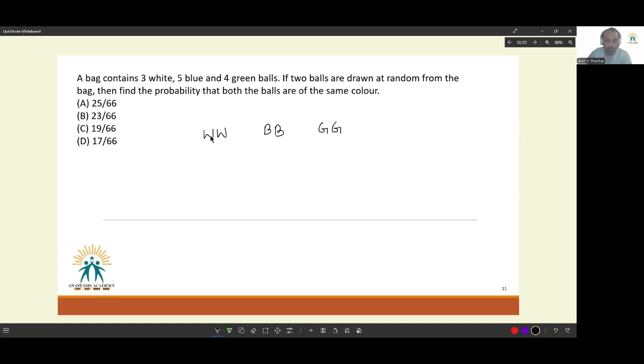There are 12 balls in total. The probability for white will be 3/12 into 2/11. For blue, it will be 5/12 into 4/11. For green, it will be 4/12 into 3/11. So 6 plus 20 plus 12. We get 38/132. We can cancel off 2 and get to our final probability of 19/66. So option C is the right answer.